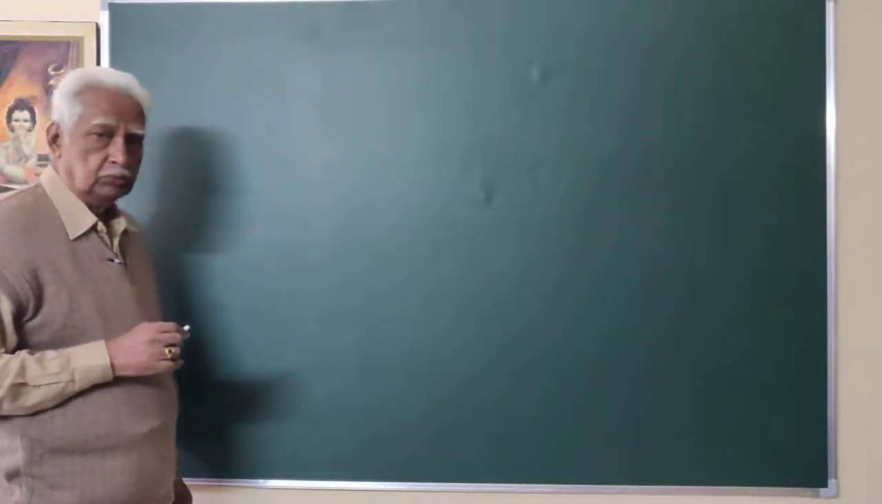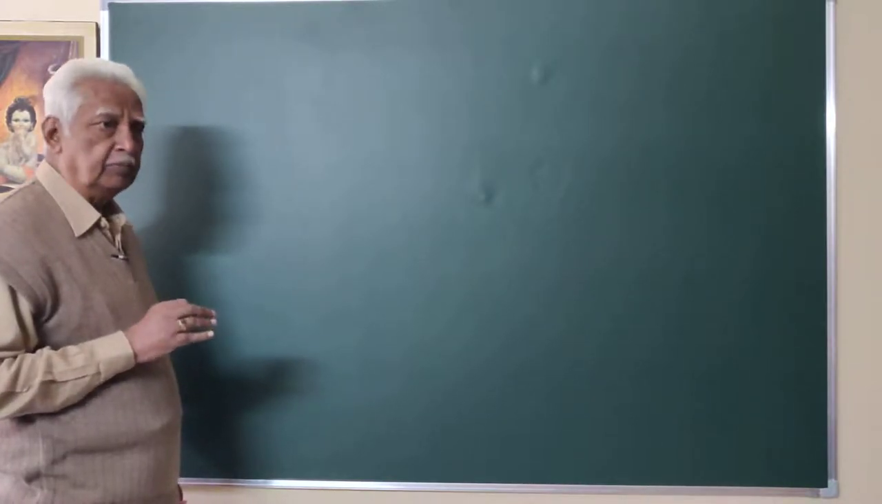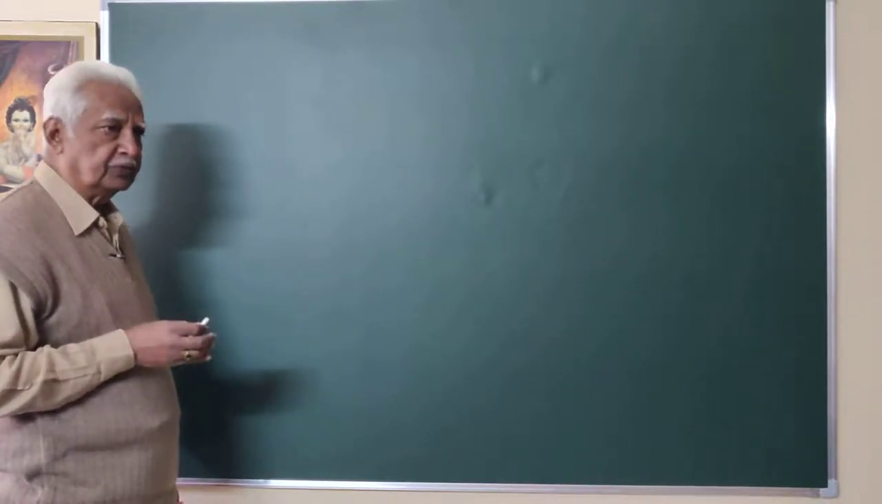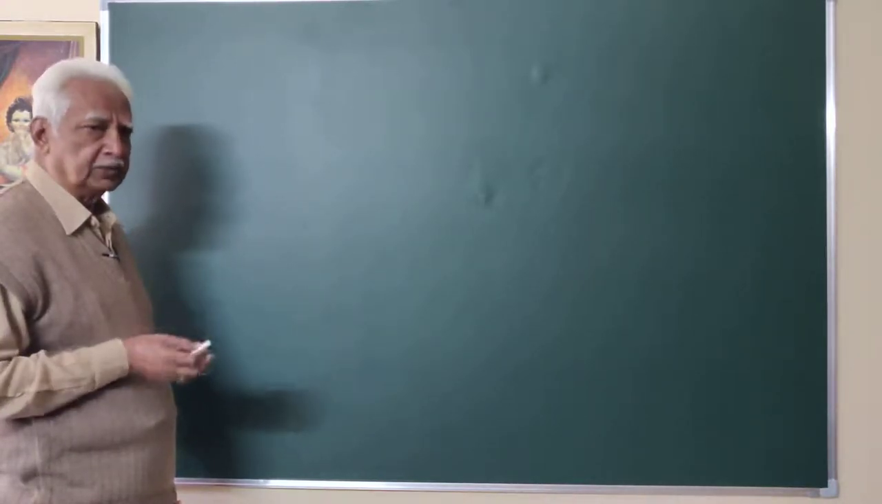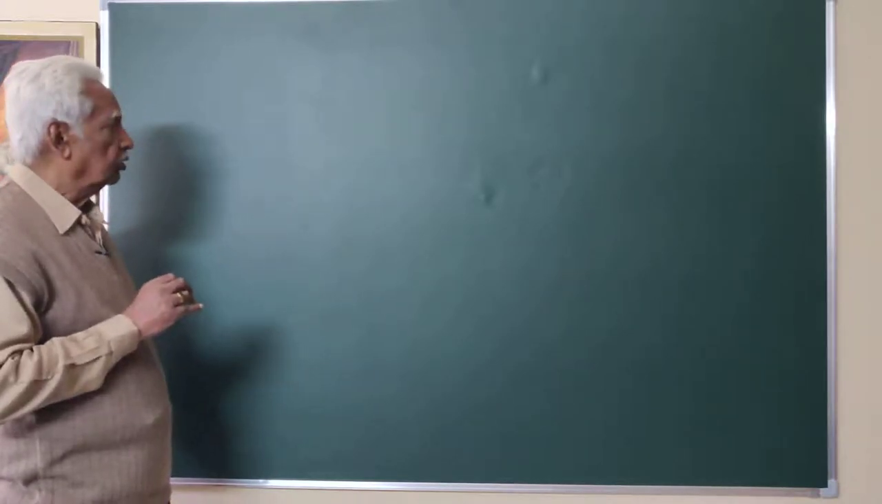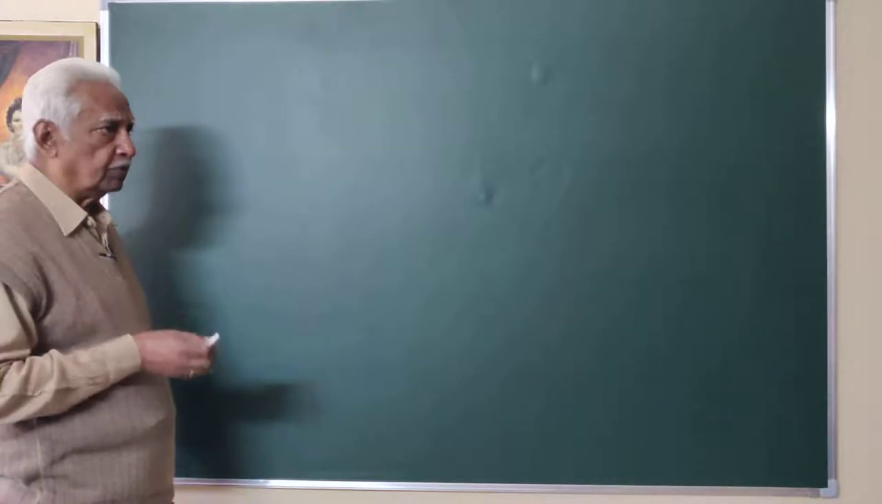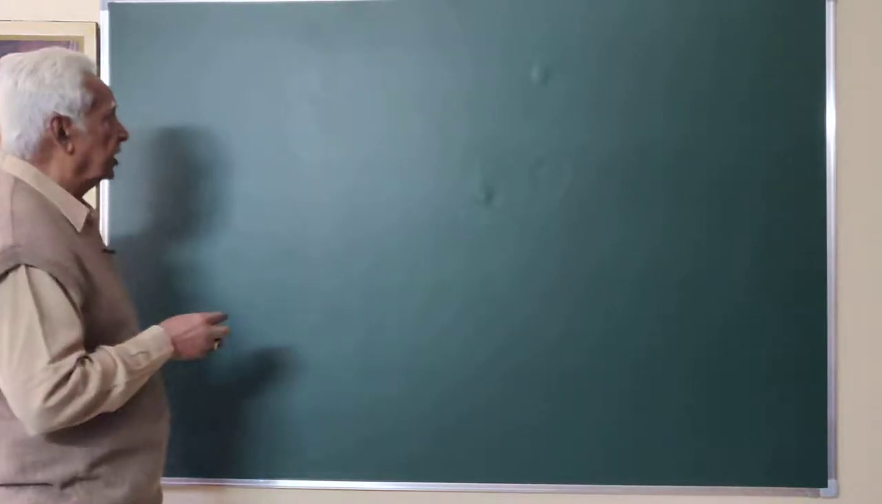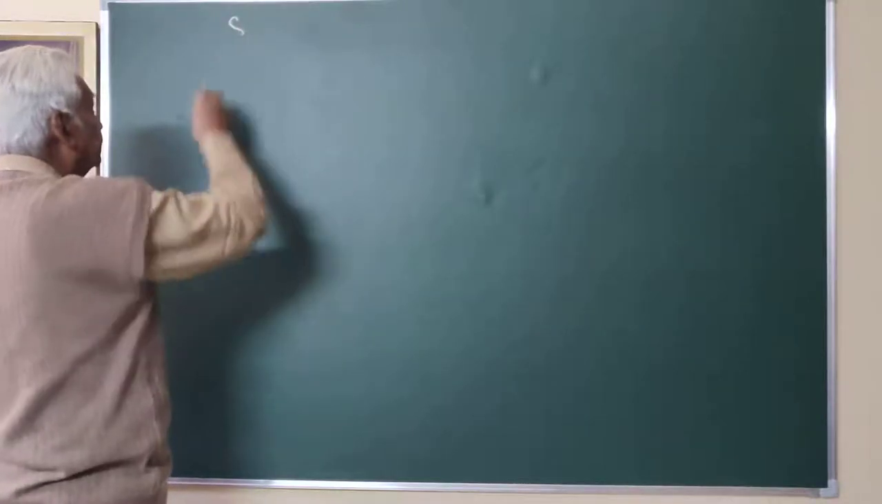Now, you have seen last time that the skull can be viewed from different aspects: norma verticalis, norma lateralis, and norma frontalis are different views. Today I will take up the soft tissues on the top of the skull. That region is termed as scalp.